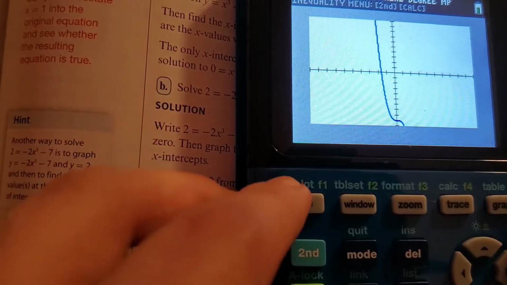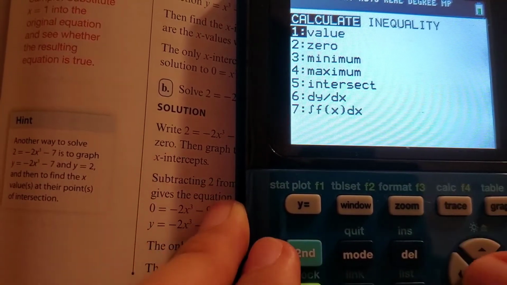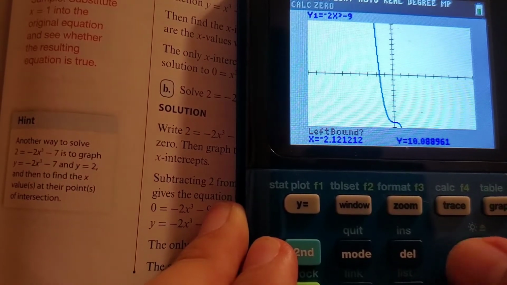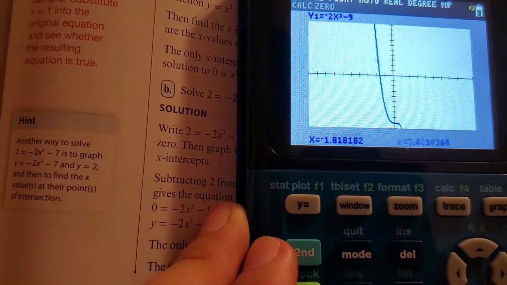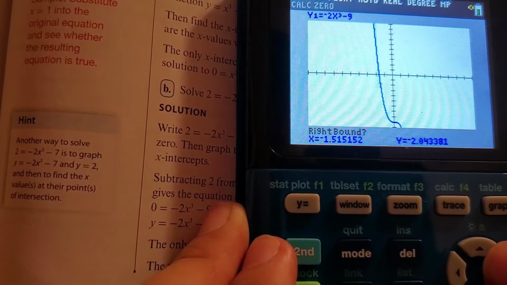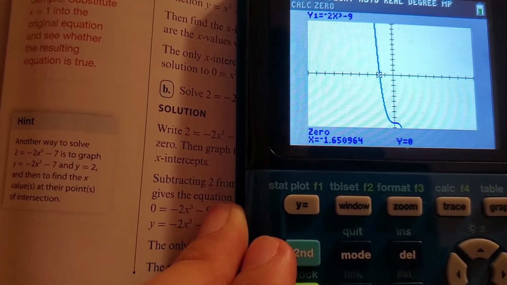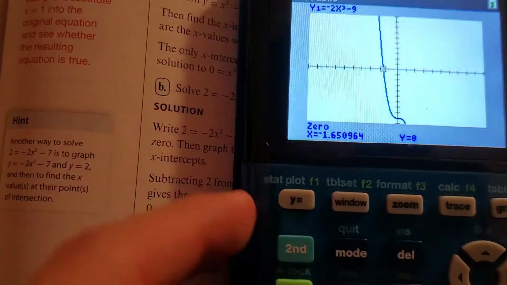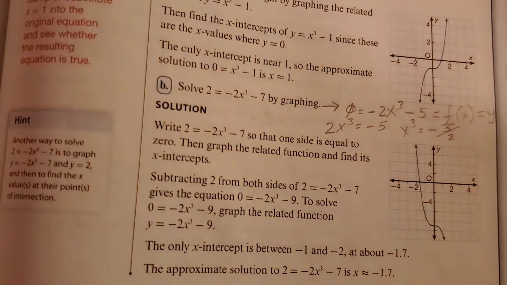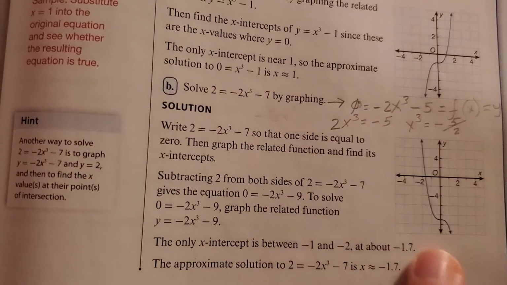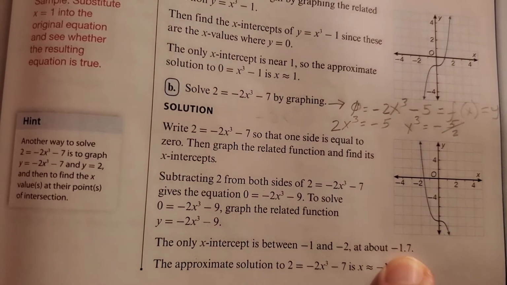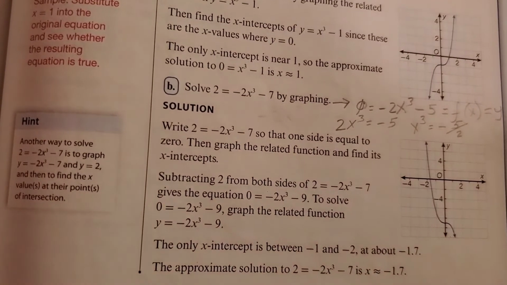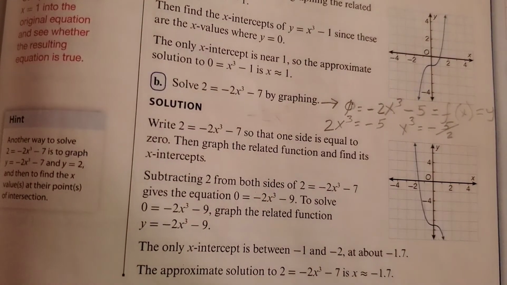And so we're going to do the same thing. Second trace, 0. Left bound, nope, we have to go to the left of it. And then right bound, right there. And so it's going to be about negative 1.65. In here they say that it's about negative 1.7, which is the rounding of negative 1.65.